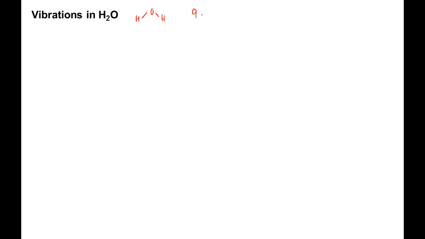Of these, 3 are needed to describe translations, and another 3 are needed to describe rotations, which leaves us with a total of 3 vibrational degrees of freedom. These 3 degrees of freedom constitute the normal modes of water. There are 3 normal modes. And here's how they look.